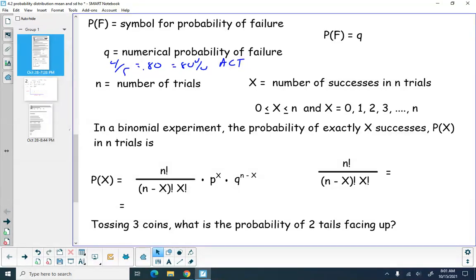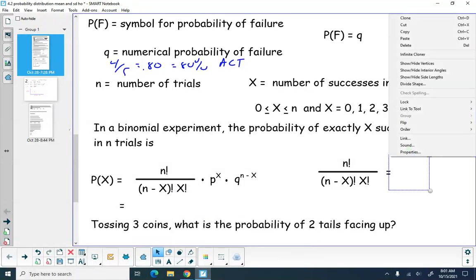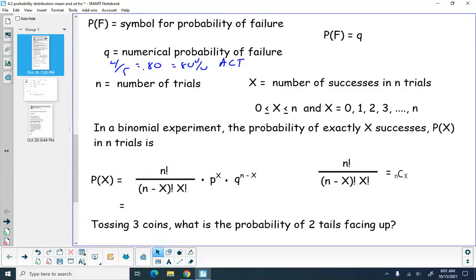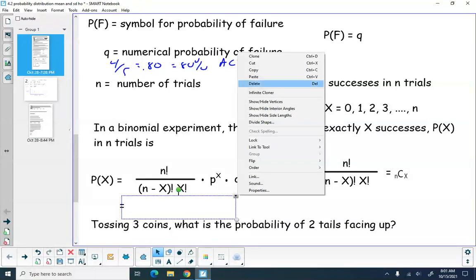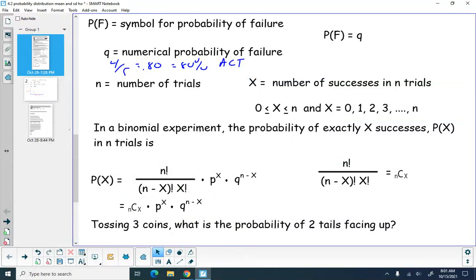Now, if we take a look at this first coefficient here, we've seen this before. This is just nCx. So what this gets reduced to is nCx times p to the x times q to the n minus x. Once again, n is your number of trials, and x is your number of successes.